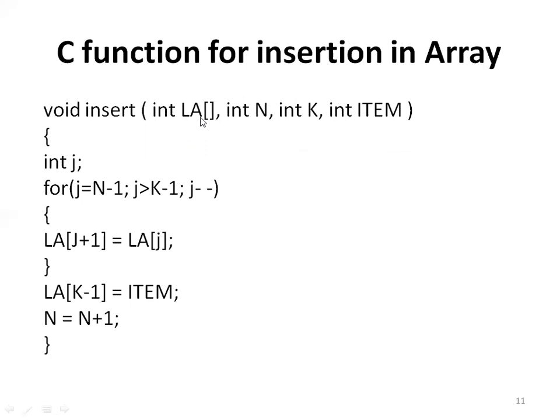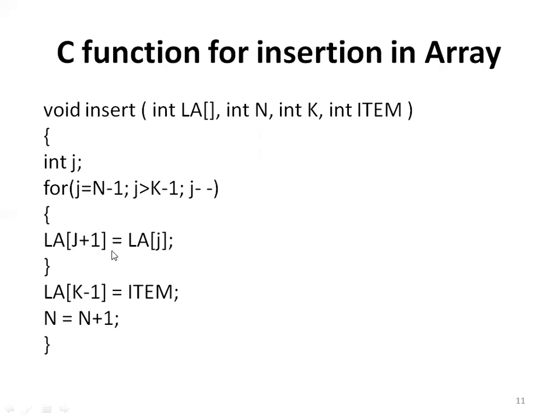In this array we will insert the data item, this one item, and n is the total size of this array. k is the position where this item will be inserted. And here we are shifting all the elements starting from the kth position to the last position of the array to the right.